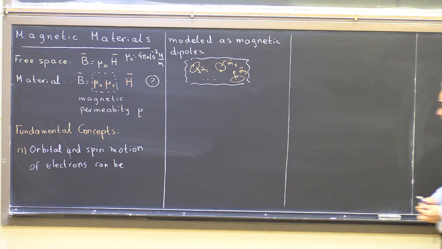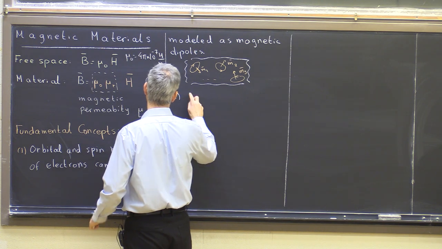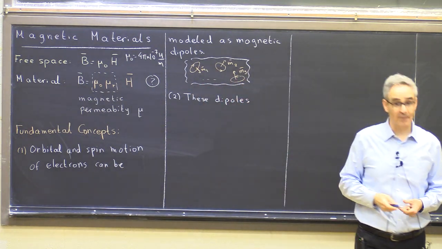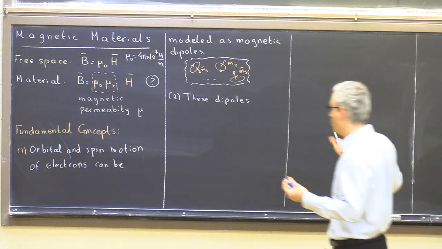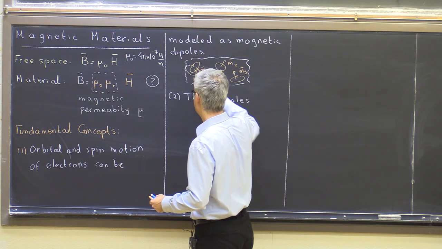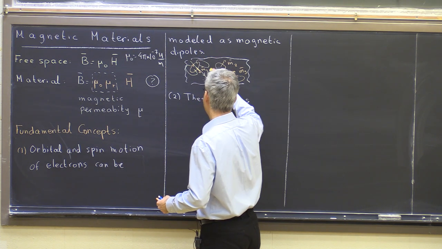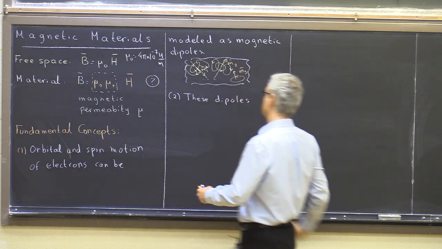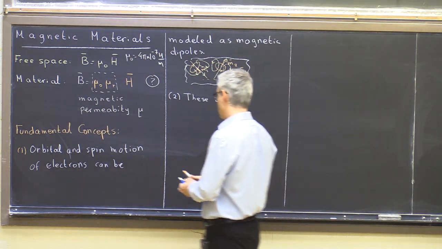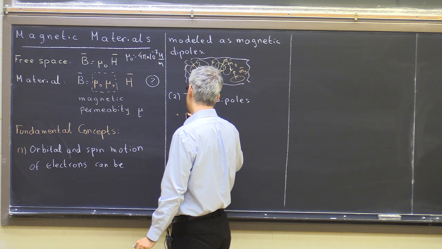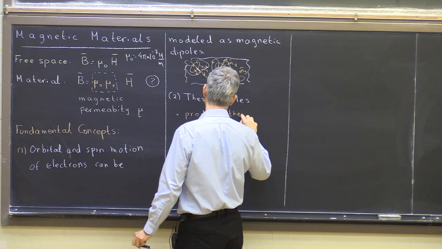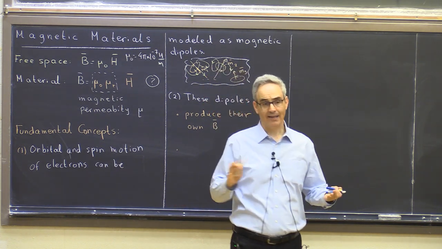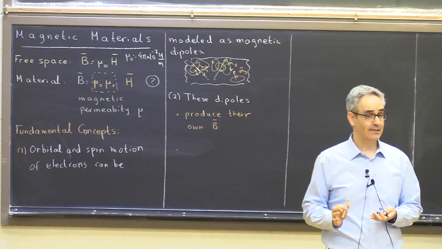The second concept now is that those dipoles, first of all, they produce their own magnetic field. So they are producing their own magnetic flux lines. We had seen them actually ourselves. They would look, for example, for this dipole, they would look like this. For this dipole, they would look like this. So they are producing themselves some flux. So the first point to be made about these magnetic dipoles is that they produce their own flux. And the second, they would tend to align with external magnetic fields. And that's where the interaction happens.